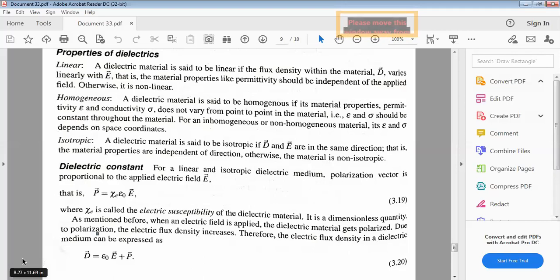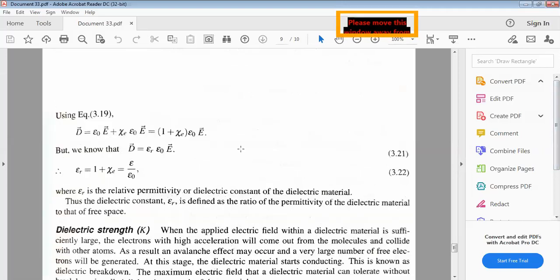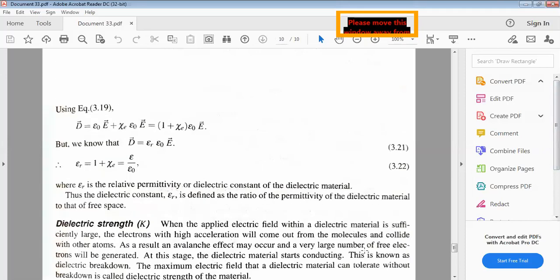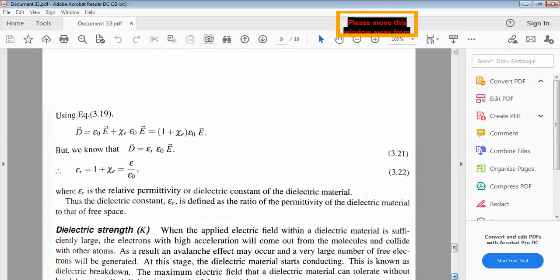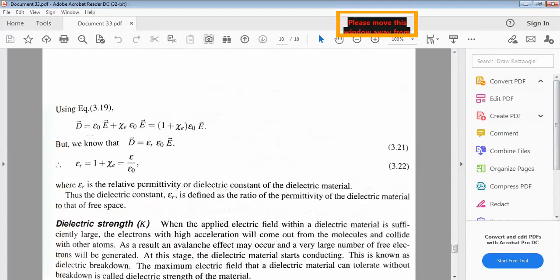So D equals epsilon naught E plus P, where P is the polarization. That P is replaced with chi E epsilon naught E. Here, when we take epsilon naught E as common, D equals (1 plus chi E) into epsilon naught E.